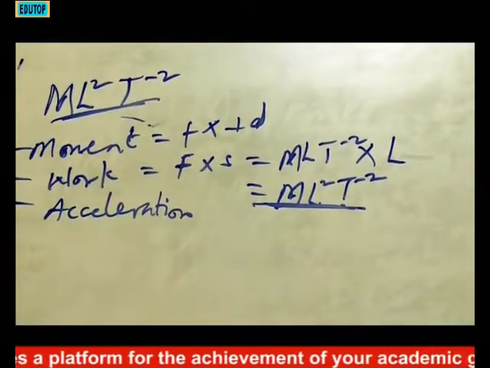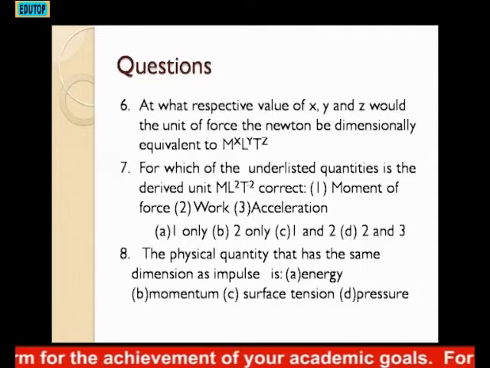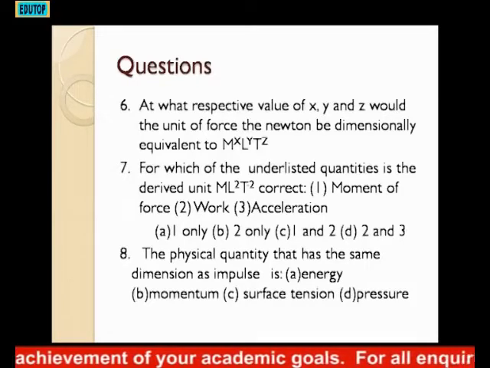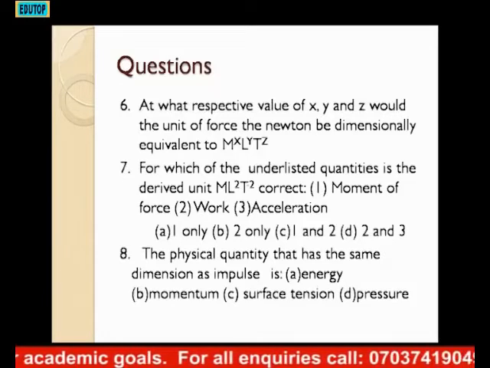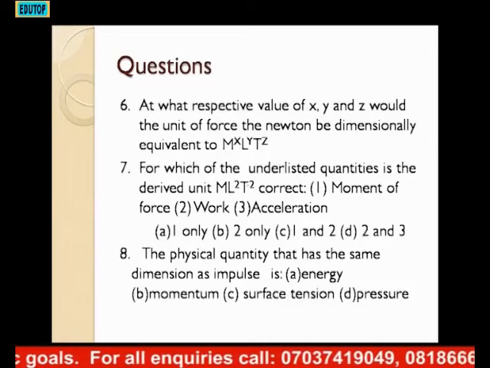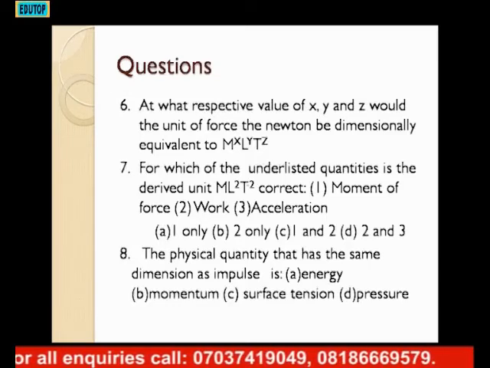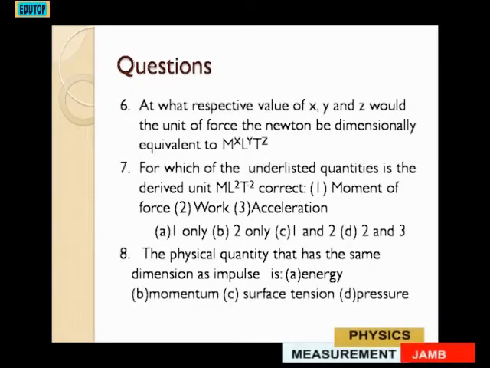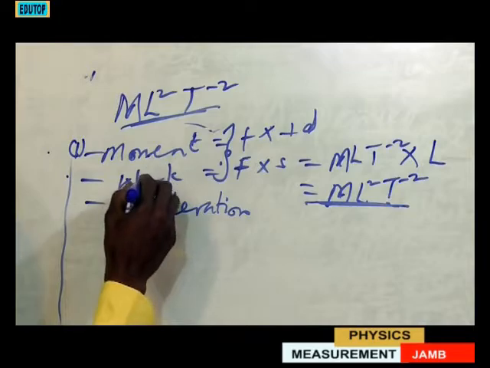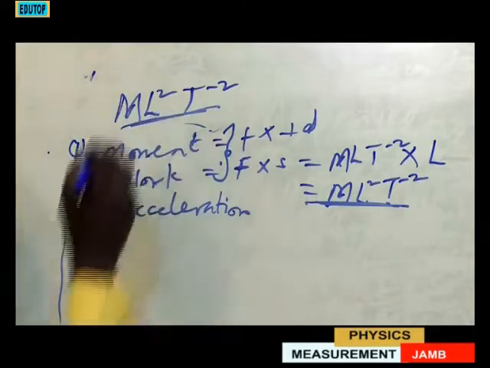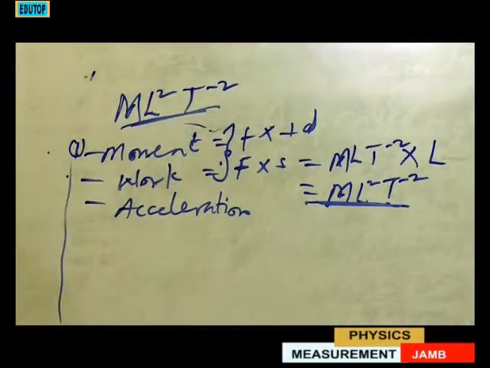Automatically, from our options, option A said 1 only. For the second option, which is our B, it said 2 only. Then for option C, it said 1 and 2. Then for option D, 2 and 3. The answer is 1 and 2. I've told you that moment and work, they have the same dimension. Take a look at that.